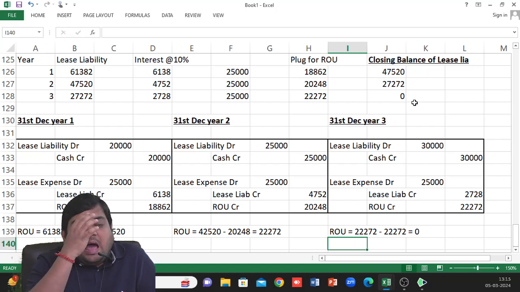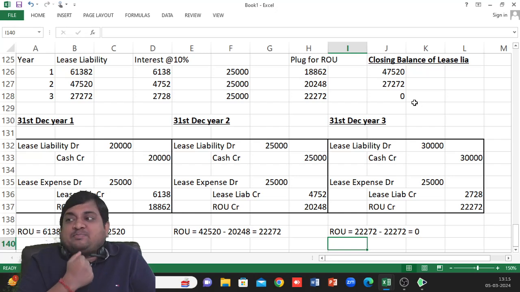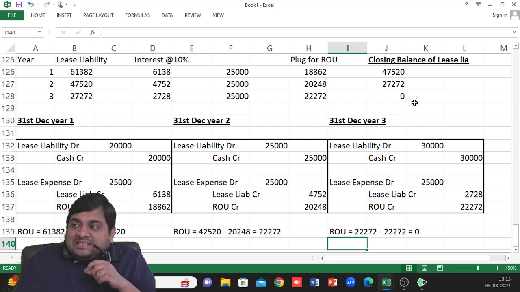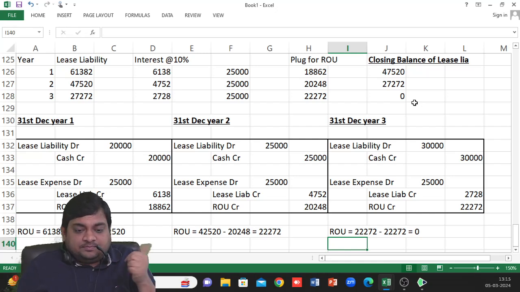When you take the plug for ROU, you compare with lease expense. But when you calculate lease liability, you will take payments. So we will have a difference between your ROU and lease liability here.